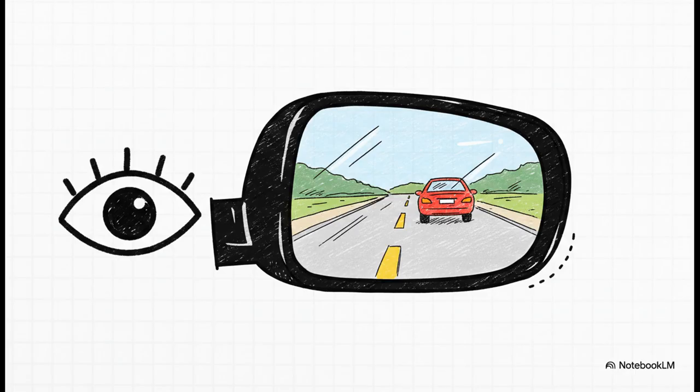Just think about the side view mirror on a car. It's a convex mirror. The image you see is always upright, it's always smaller than the real object, and it's virtual, which just means it appears to be behind the mirror. This gives you a much wider view of the road, which is also why they have that warning. Objects in mirror are closer than they appear.